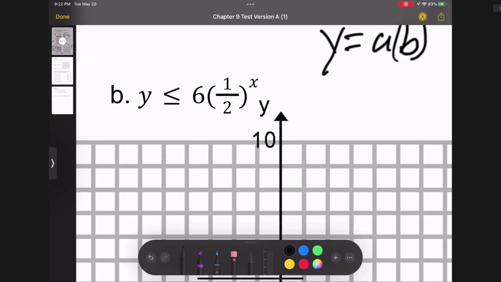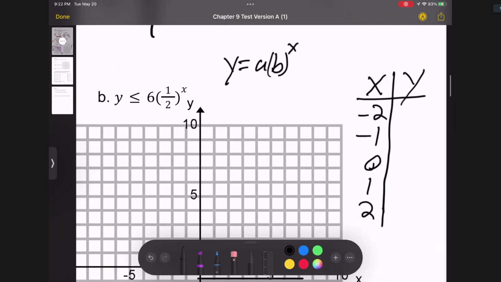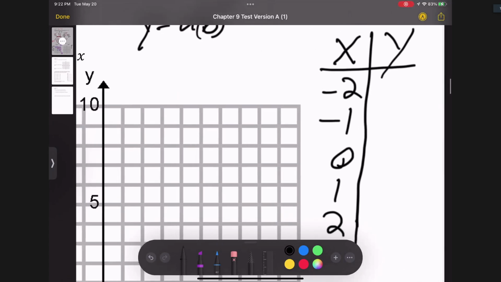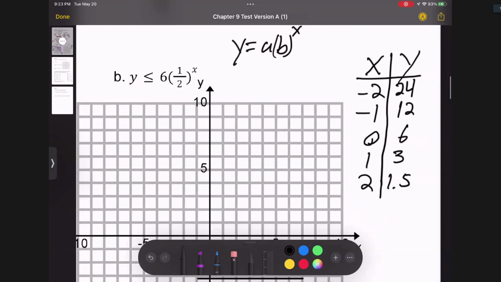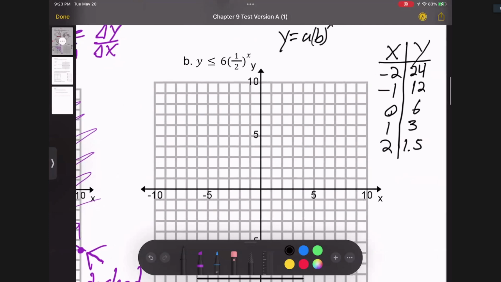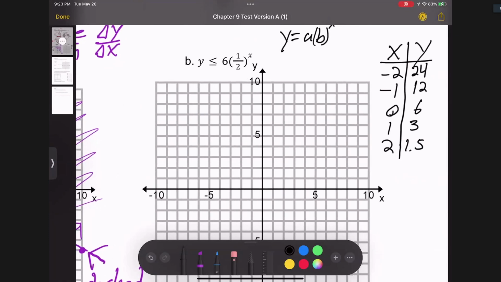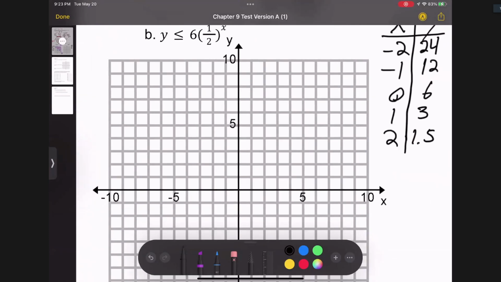So we have the first one was 24. The next one was 12. The next one was 6. Then it was 3. Then 1.5. So let's plot those points. I know it's not going to be on the graph. We can just do an estimate.